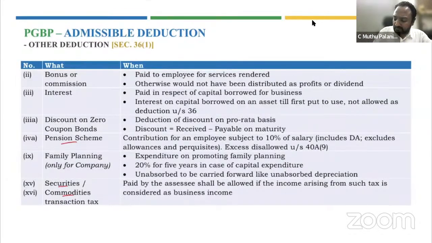And with respect to family planning, only for companies: a company allowing family planning for its employees, whatever expenditure on promoting family planning, it will be claimed over a period of 5 years, 20% each year. Whatever could not be absorbed in that year will be carried forward as unabsorbed, like unabsorbed depreciation. So like unabsorbed depreciation, there is also unabsorbed scientific research and unabsorbed family planning. These three can be carried forward for any number of years, unlimited. So these three have a common treatment. So that is section 36.